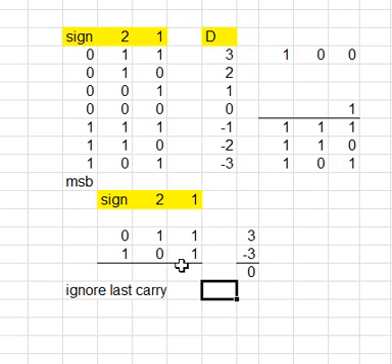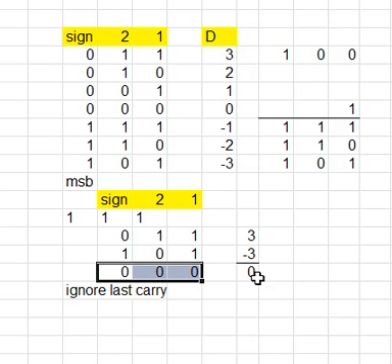Let's try this. So we use binary addition, and 1 plus 1 equals 0. Carry the 1. 1 and 1 is 0. Carry the 1. 1 and 1 is 0. Zero, carry 1. And we ignore the last carry, and you can see we have 0. 3 minus 3 equals 0.